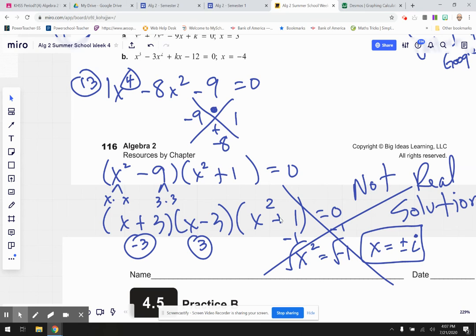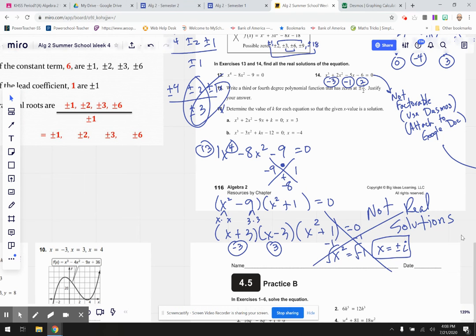X squared plus 1, you need to subtract 1 on both sides. But that gives you a negative 1, and you bring down the x squared. When you square root both sides, you're going to get imaginary numbers. So you're going to get a plus or minus i, because the square root of negative 1 is really i, imaginary. So that can't work. So your only answers are 3 and negative 3.